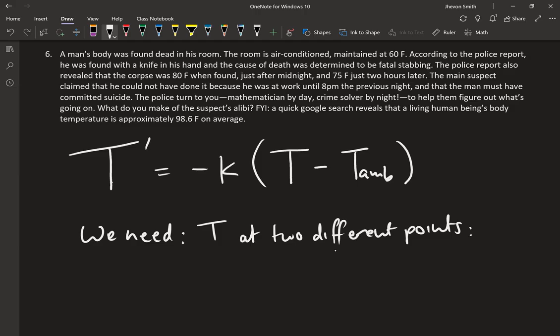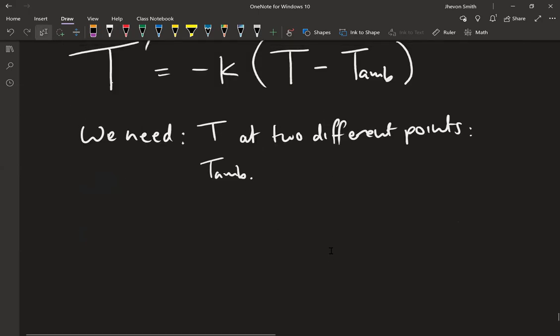And why do you need two different points? Because there are two unknowns. The k, the constant of proportionality, is going to be unknown. Once you start solving this, you get another constant of integration. So you're going to have two unknowns floating about, and that's why you need two points of reference. We also need to know the surrounding temperature, which you can measure with a thermometer or a thermostat or whatever.